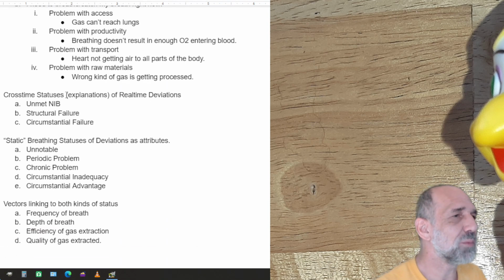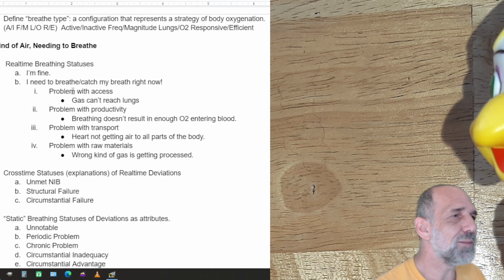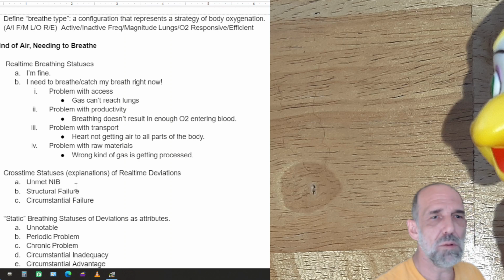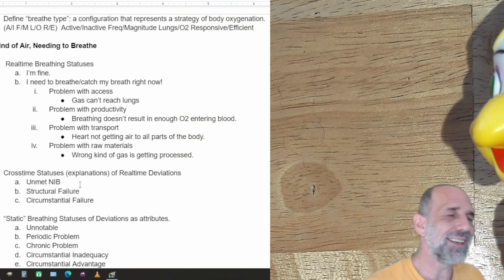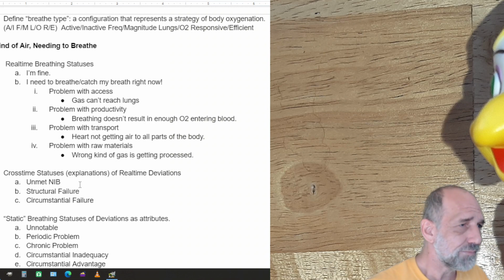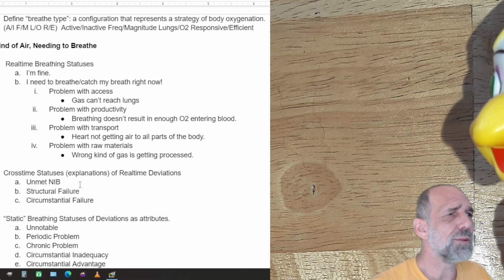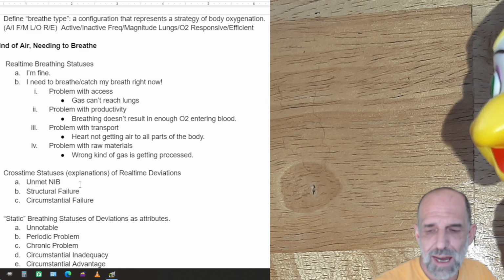Right? Cross-time statuses, explanations of these real-time deviations. So, in other words, to categorize these kinds of things, this first one is an unmet NIB, which is a necessary but insufficient burden. Having an unobstructed airway is a necessary but insufficient burden to getting breath into your lungs. 2 and 3 are both structural failures of some sort, right? So if either your lungs don't work well enough or your heart doesn't work well enough, basically hardware problems. And then C, circumstantial failure. Well, that just means that even though there's nothing wrong with your breathing and all the necessary burdens to getting air into your lungs are met, you're not breathing the right kind of gas, so it's not going to oxygenate your blood.